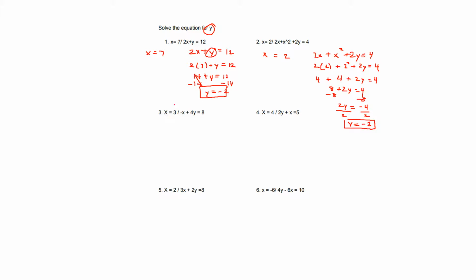Okay. For number 3, we have x equals 3 and -x plus 4y equals 8. So we could plug in x, so it becomes -3 plus 4y equals 8. 4y equals 11. Y equals 11 over 4.